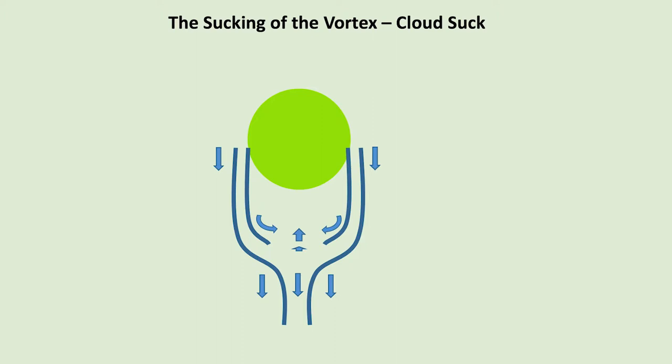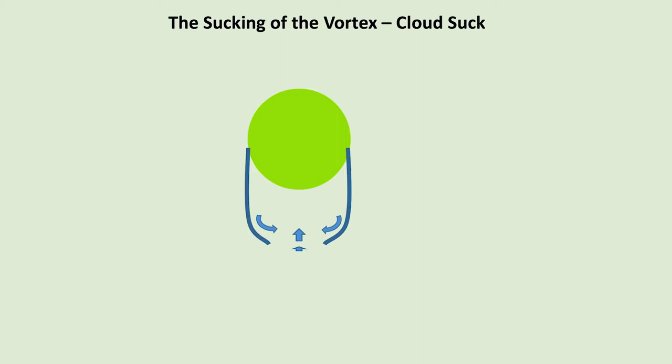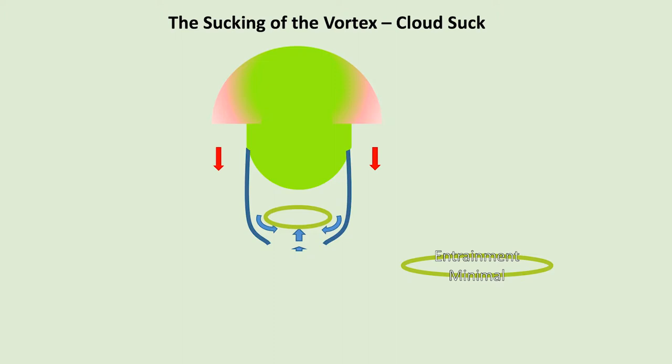Here we have our thermal passing upwards, and there will be a suck behind it caused by the evaporating cloud generating an increase in sink around the edges. And therefore we do get some entrainment from underneath the cloud.